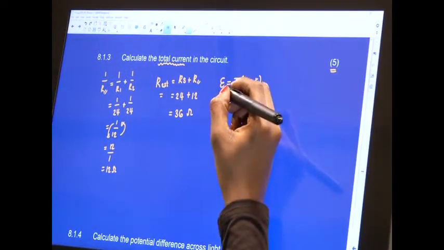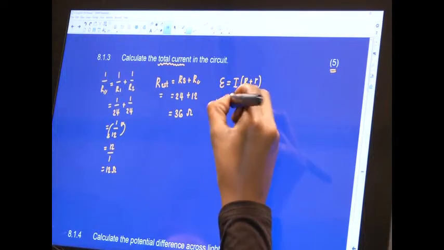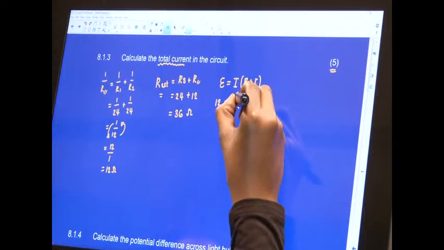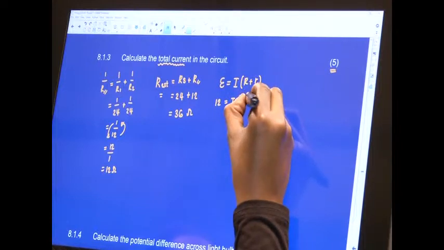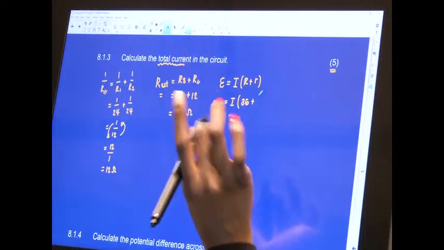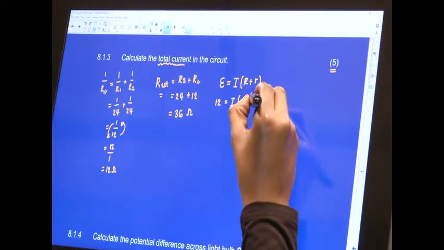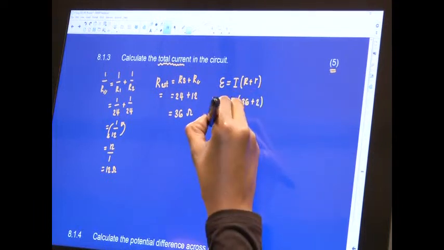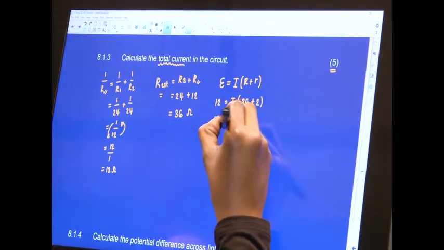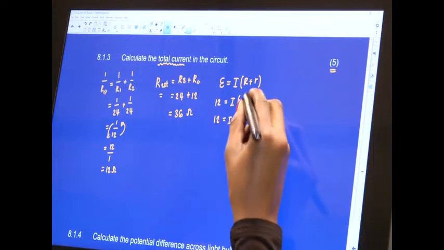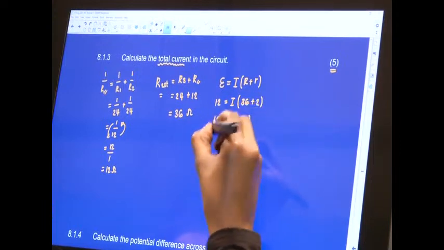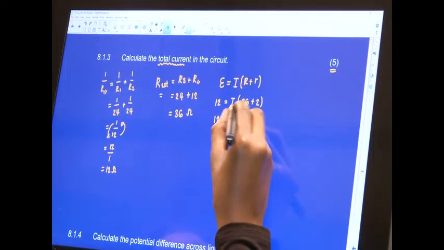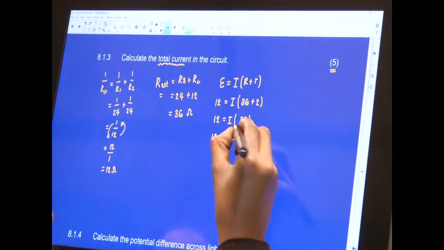The EMF of the battery was given to me as 12. They did ask me to find the current of the circuit. I did find my total resistance as 36. My internal resistance, that small r there on the circuit, was given to me as 2. So I'm going to have 12 on this side. I bracket 36 plus 2, which will give me 38. This is now just mathematics. I multiply in and it will give me 38I.